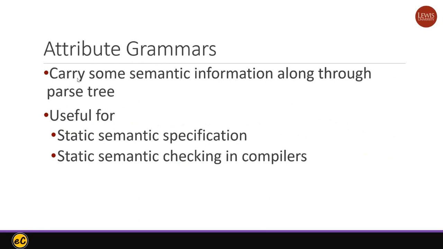Attribute grammar carries some semantic information along the parse tree, and it's useful for static semantic specification and static semantic checking. Here it says static. So what does this static really mean? Anybody know? Versus dynamic.